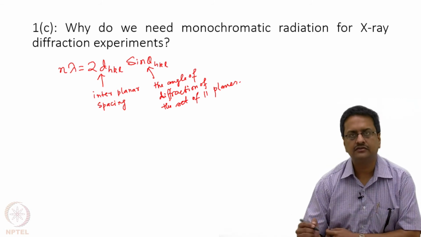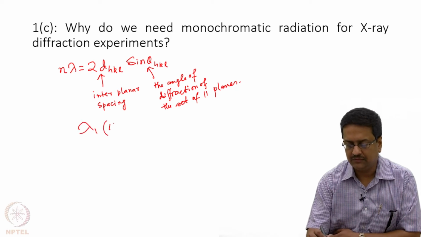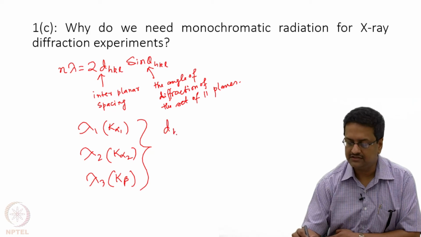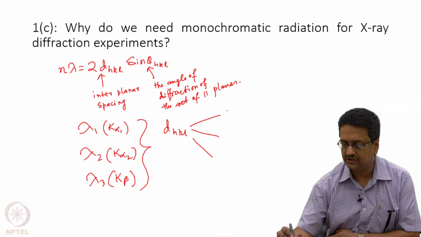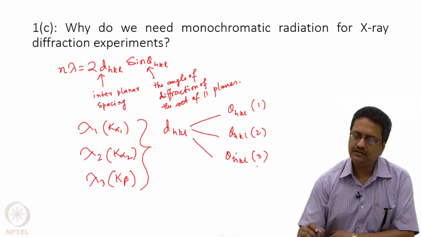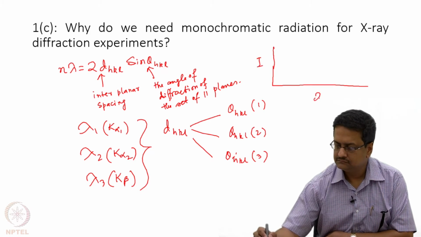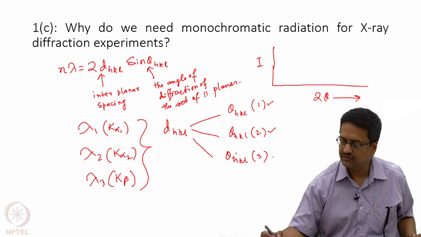Now, if our source has a characteristic radiation which is not monochromatic, suppose we have three wavelengths, lambda 1, which may be K alpha 1, lambda 2, which may be K alpha 2, and lambda 3, which may be the K beta, then for a given d hkl, which is fixed for a particular crystal, we will have three different values of theta hkl. Hence for every particular plane we will have three peaks: one corresponding to theta hkl 1, one to theta hkl 2, and one to theta hkl 3.